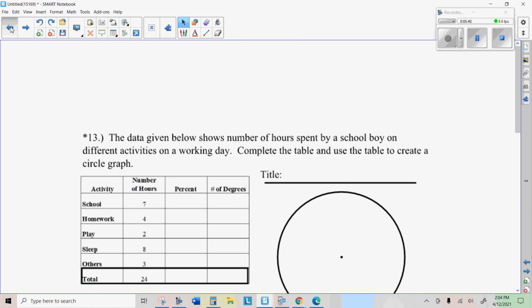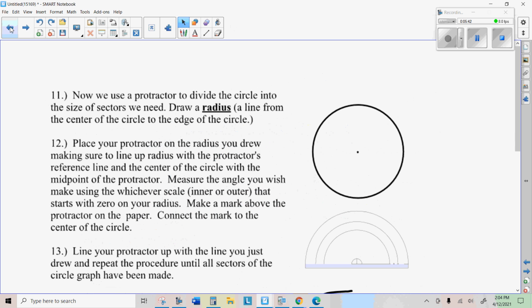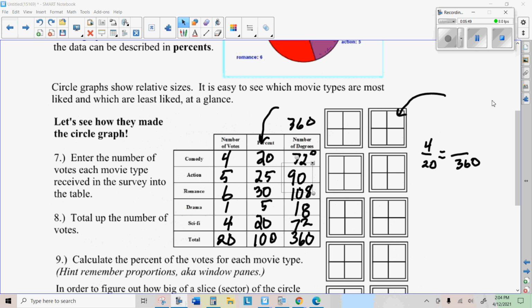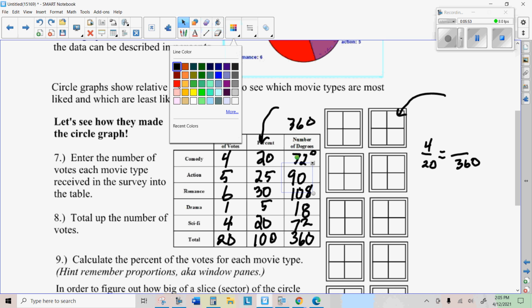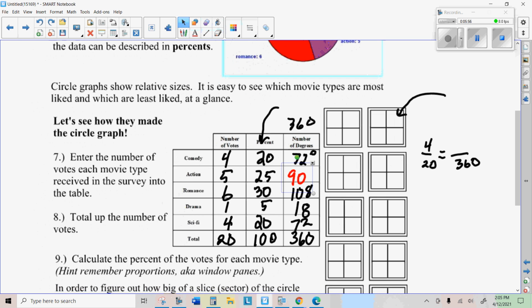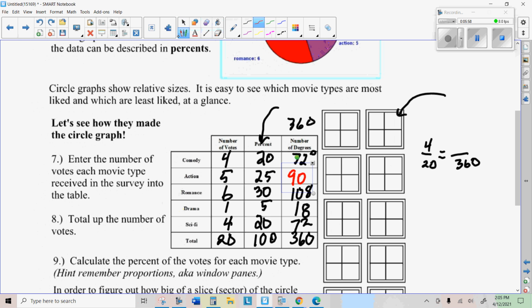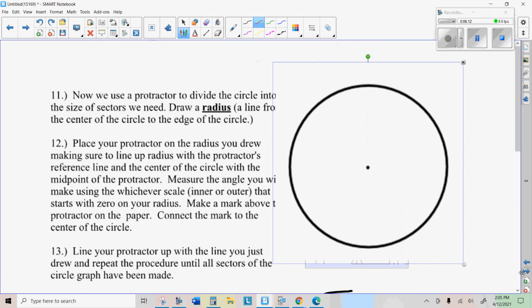All right, so you can start with any circle you want. I'm going to make this a little bigger just so it's easier for you to see it. So for comedy, I need a 72 degree angle. And for action, I need a 90 degree angle. For romance, I need a 108 degree angle, and so on. I'll come back and reference those. But let's start by making the 90 degree angle for action.